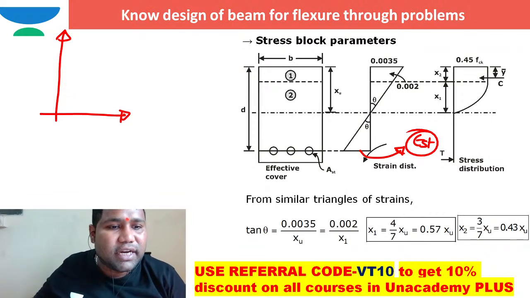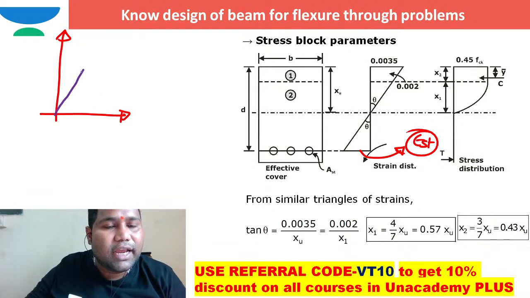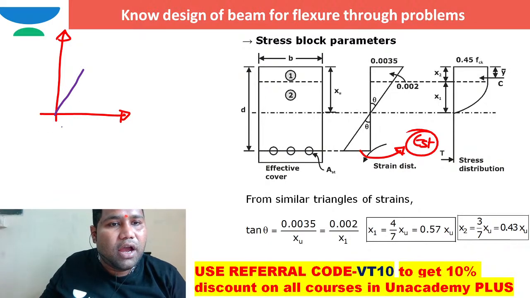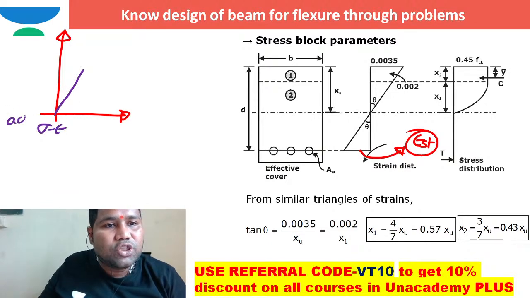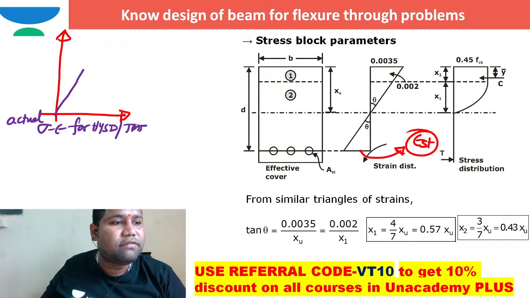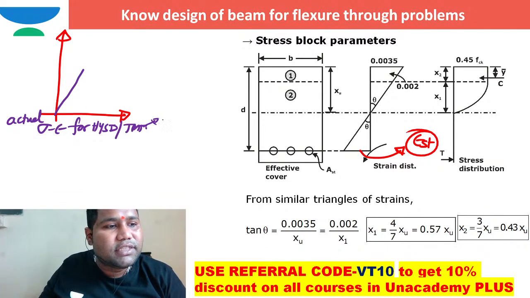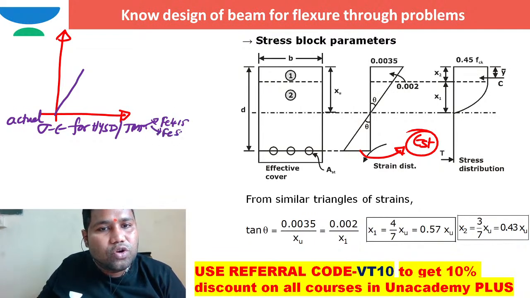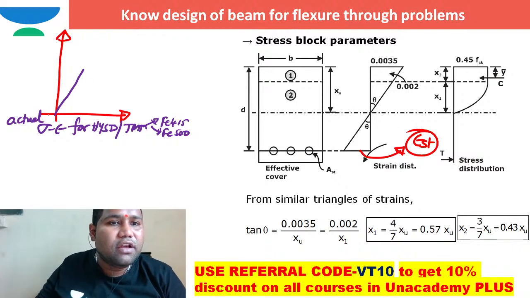This is how the actual stress strain curve for HYSD bars looks. From O to A it is a straight line. This is the actual stress strain curve for HYSD or TMT bars. For HYSD bars, the grade can be Fe 415, Fe 500, Fe 550, like that. From O to A it is a straight line.